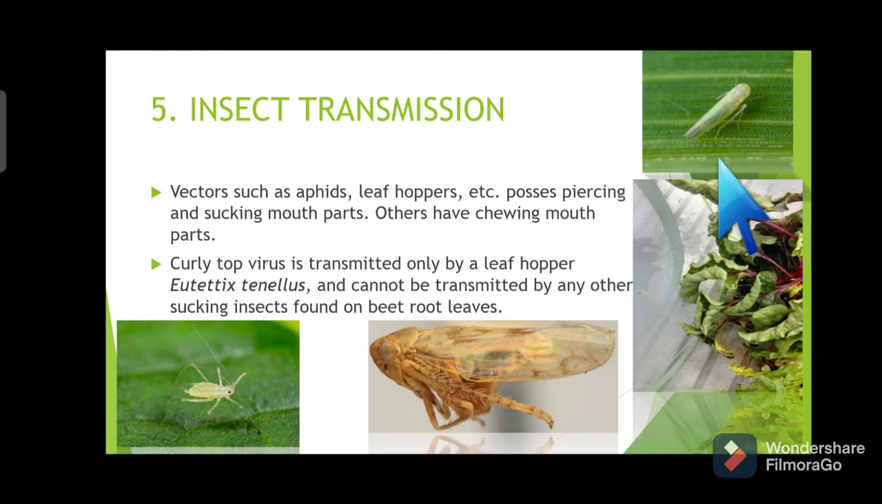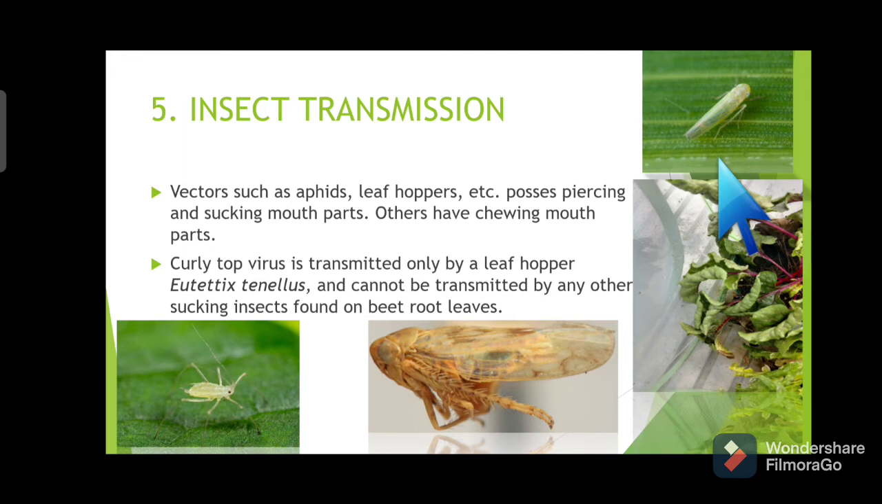and many other insects. These insects possess piercing and sucking mouth parts, and other important insect vectors have chewing mouth parts. So those insects which have piercing and sucking as well as chewing mouth parts play an important role in transmission of virus disease from one plant to another plant.